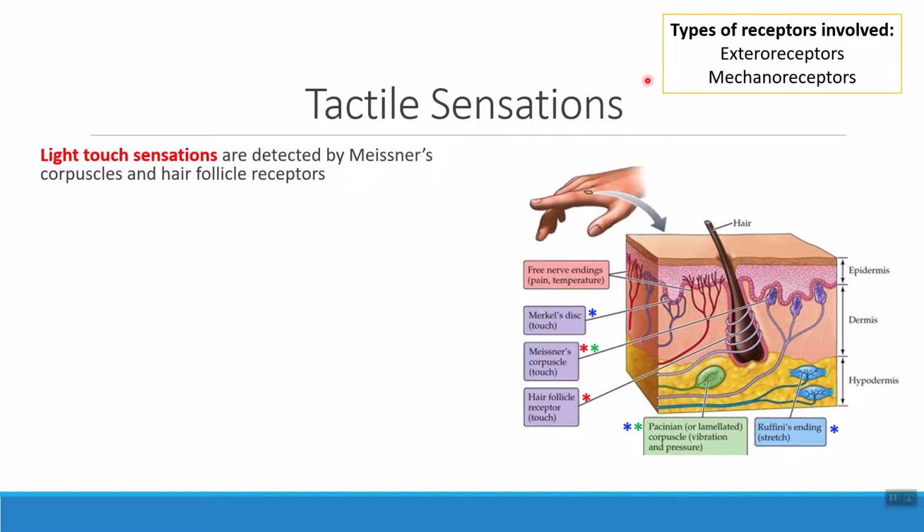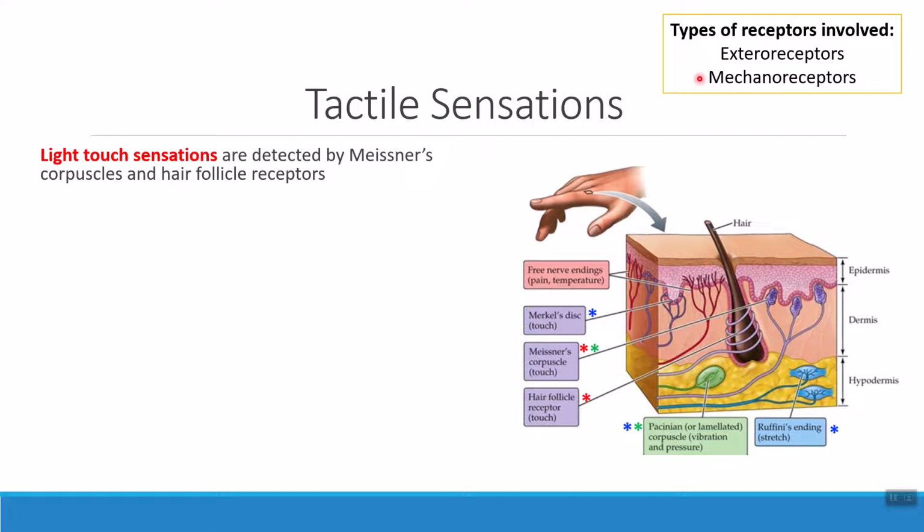When we're doing tactile sensations, we're detecting things with the skin. We're detecting things that are outside of the body. So we're using exteroreceptors to detect tactile sensations. And when we specifically do tactile sensations, we're using a kind of receptor called a mechanoreceptor. As I'll show you in a moment, mechanoreceptors are pushed open by the stimulus that they're detecting. So, tactile sensations detected by exteroreceptors that are also mechanoreceptors.